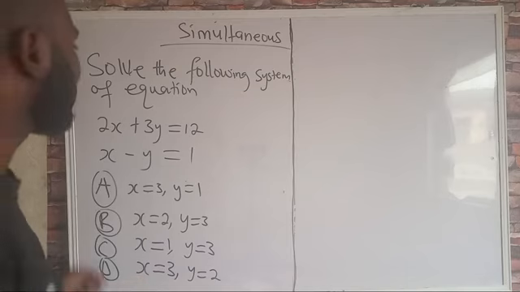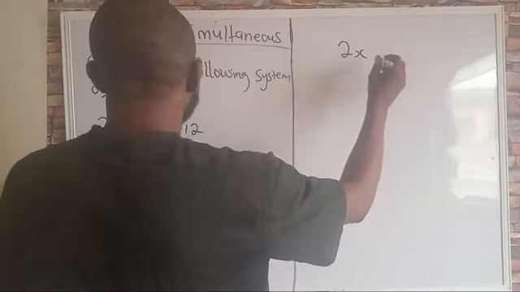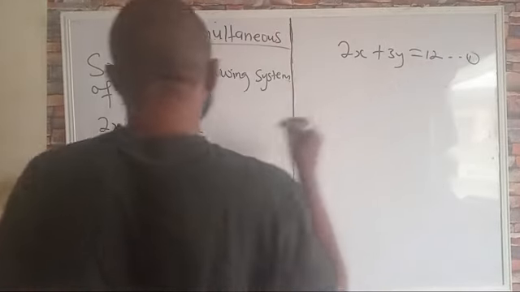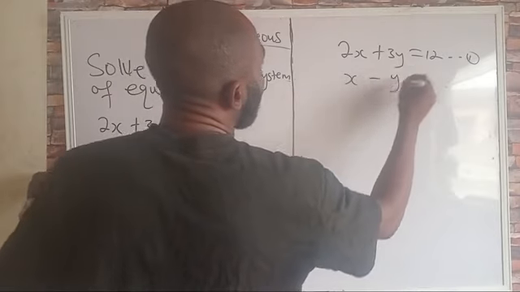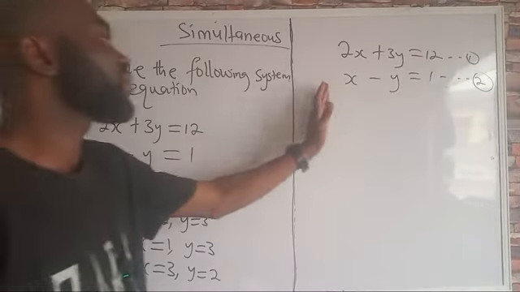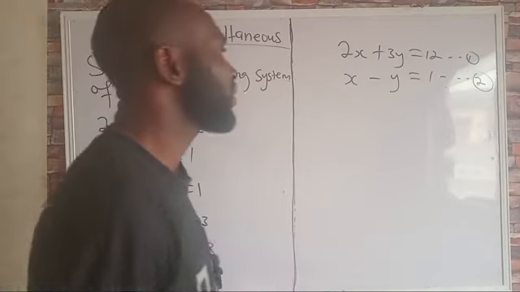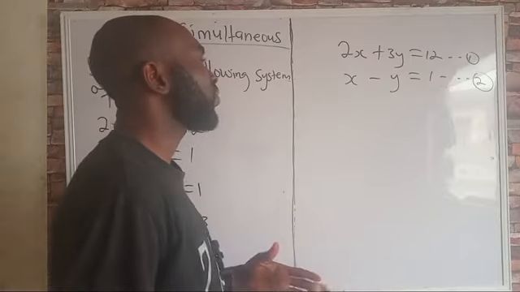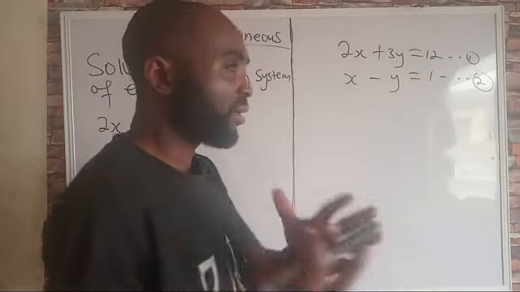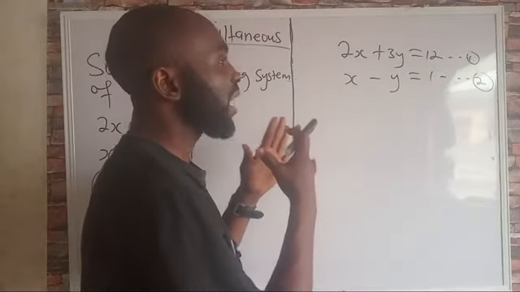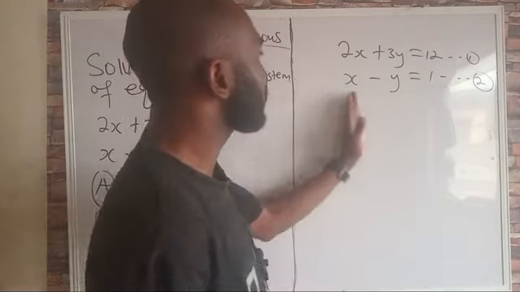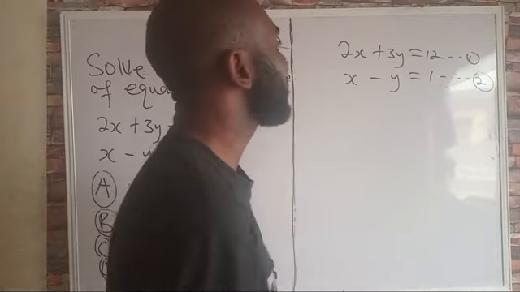So let's solve it. You have 2x plus 3y is equal to 12. I will name this equation 1. Now I have x minus y is equal to 1. I will name this equation 2. When you have a simultaneous equation, there are many methods you can use to solve it. You can use the elimination method, the substitution method, or the graphical method. In this question, I will be using the elimination method. You can also use the substitution method, which is easier here, but we use the elimination method.